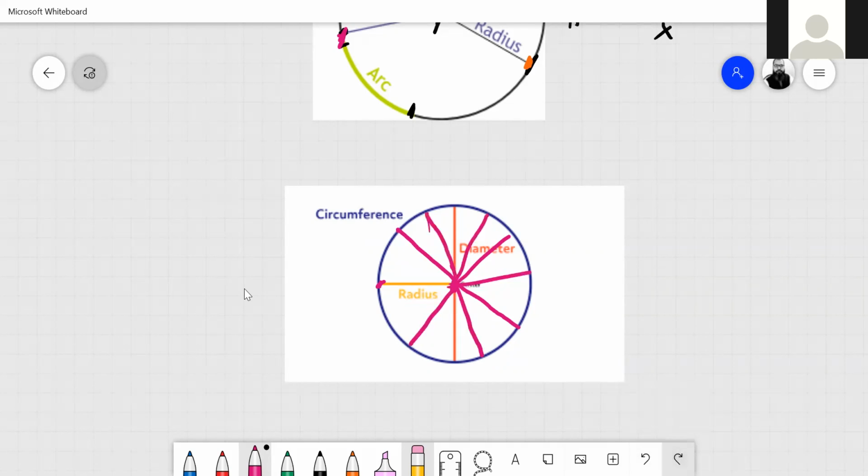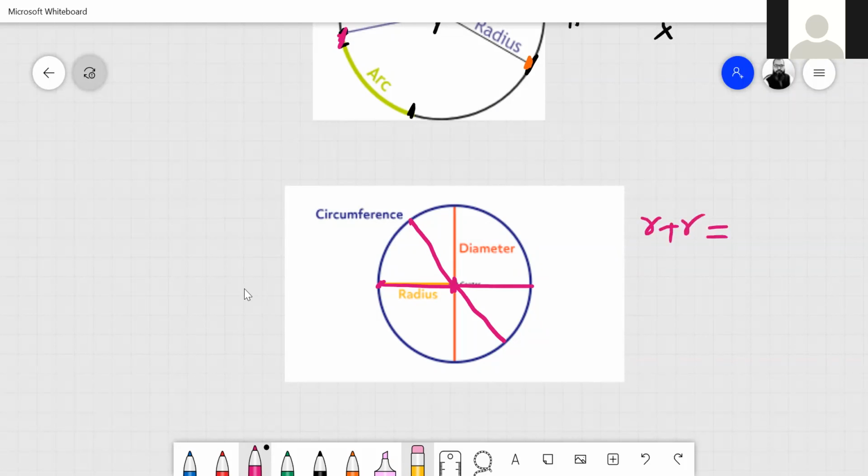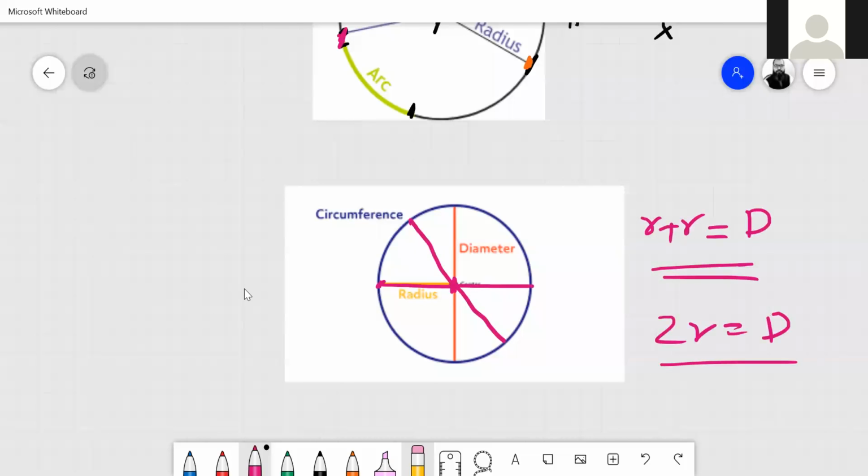Like if I want to draw one more diameter here, from here to here, this is another diameter. And this diameter is equal to the other diameter. If I want to draw one more diameter, this is also a diameter. It means that if two radii come together, it is called a diameter. 2r equals d. 2 multiplied by radius equals d. This is the formula.